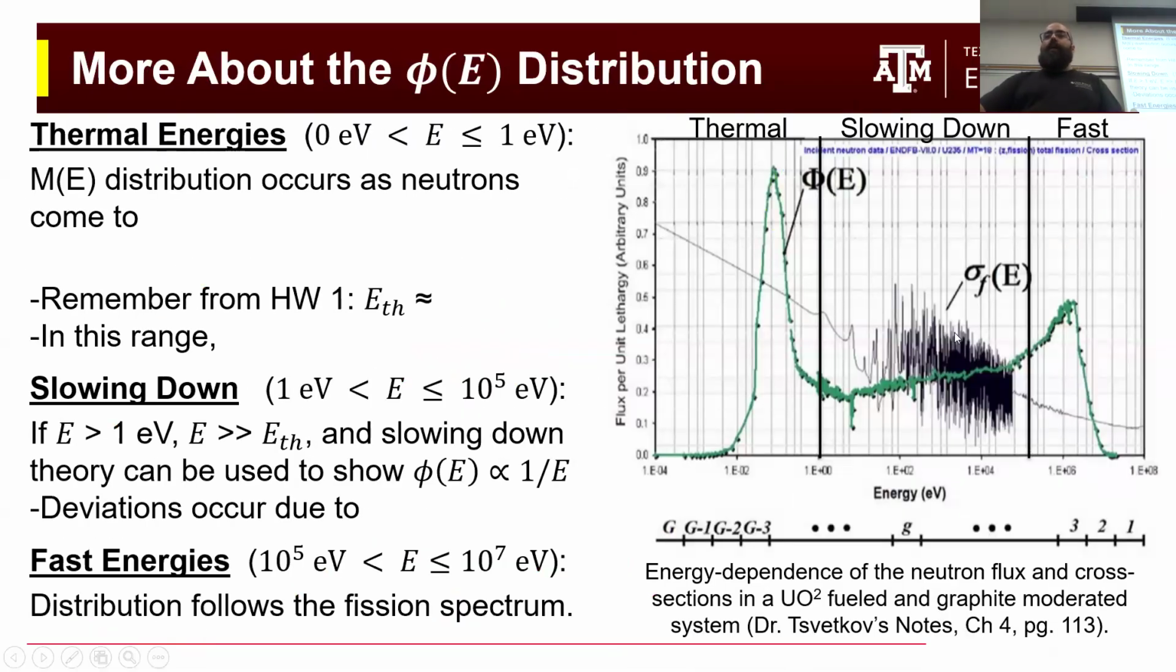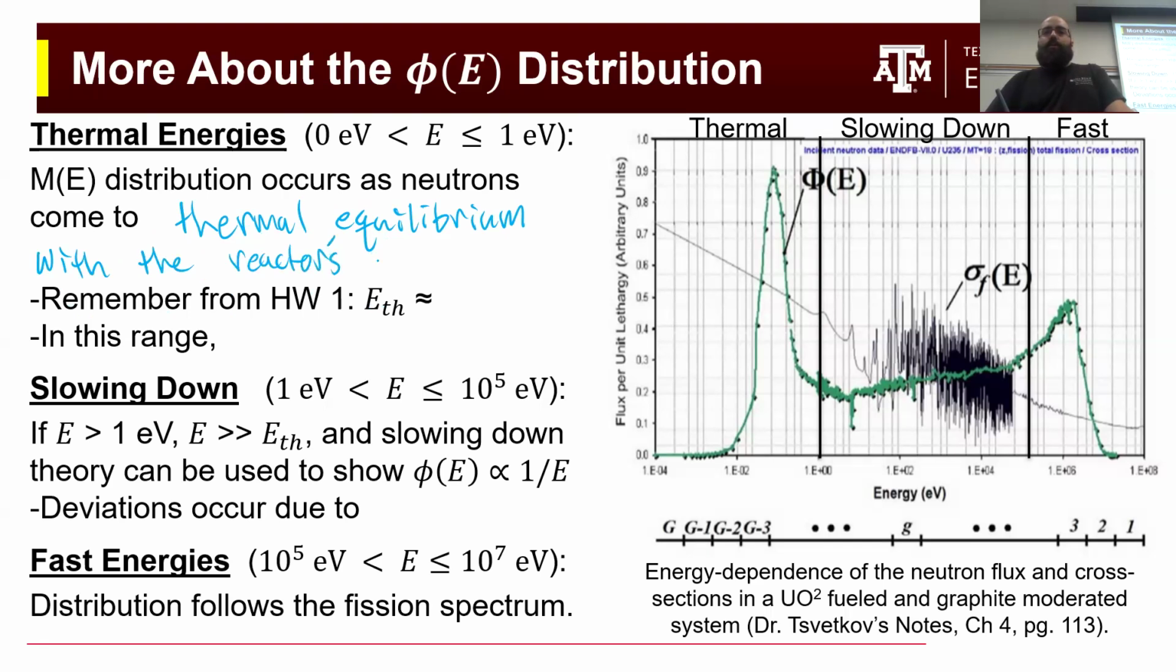So this is showing that same plot, but it's also overlaying it with a plot of the fission cross section. We had already mentioned this, but it's good to write it down: that Maxwellian distribution is there because neutrons come into thermal equilibrium with the reactor's moderator.